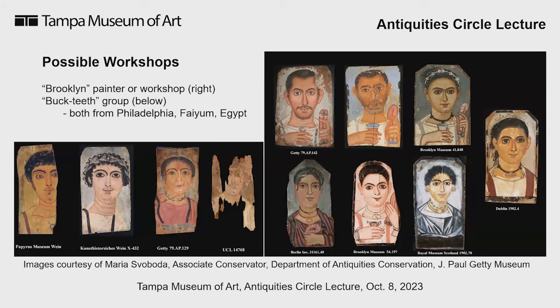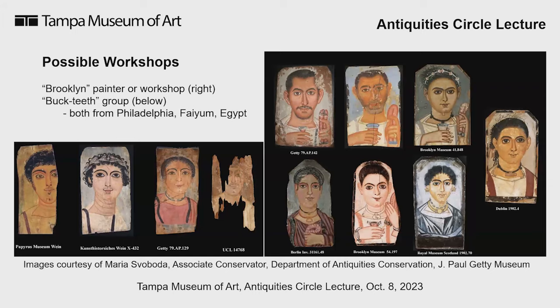And he took his hundreds of portraits through Europe and the US to try and sell them, and most of them did. My colleagues have been trying to group paintings together that they see, you know, features, similar kinds of styles. The one at the bottom, my friend Maria Svoboda calls it the buck teeth group, because of strange lips that look like buck teeth.